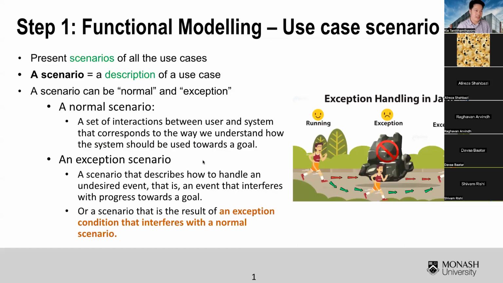Okay, functional modeling here again. When we talk about use case scenarios, there are two types. The first is the normal scenario, just the regular scenario, nothing more than that. It's the set of interactions between the users and the system: how do they interact with each other in order to achieve the goal? But there are also exception scenarios, or some people call them alternative scenarios. We can call both. An exception scenario describes how to handle an undesired event, which is an event that interferes with progress towards a goal, right?